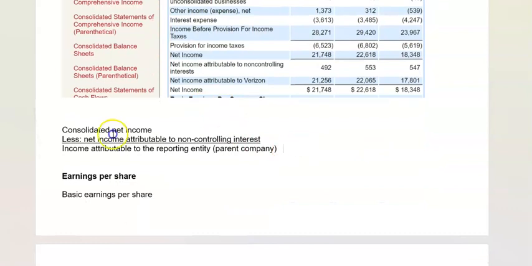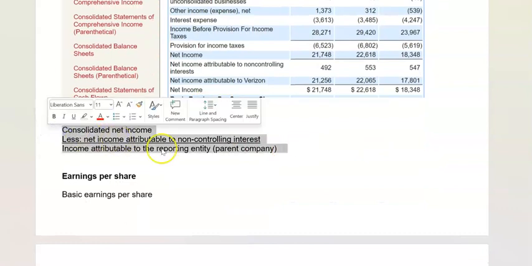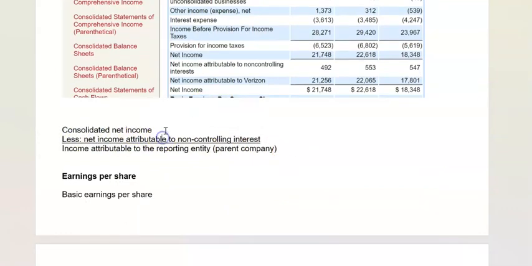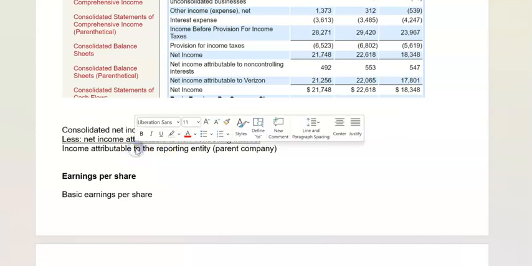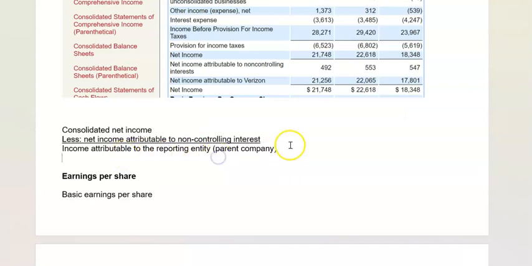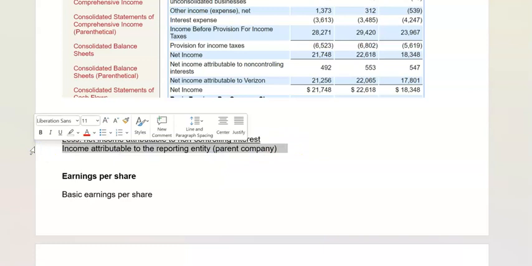So what we see here is the formula we're going to see on the income statement. We're going to see a consolidated net income below the provision for income taxes, and then we're going to subtract out net income attributable to the non-controlling interest. What we're left with is the income attributable to the reporting entity. This is typically the last line on the income statement, and this amount attributable to the reporting entity is the amount that is going to be used in earnings per share.